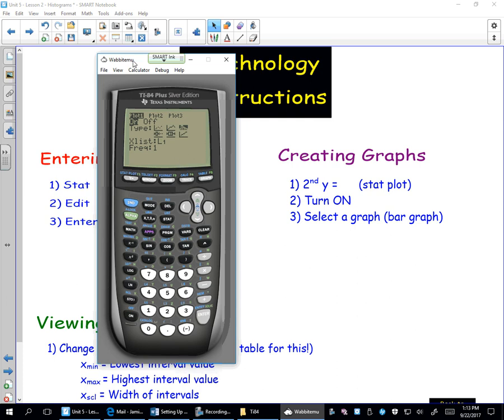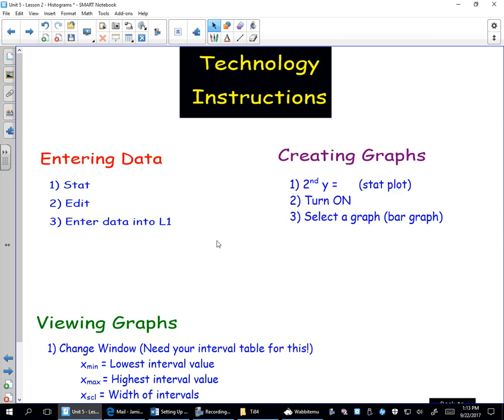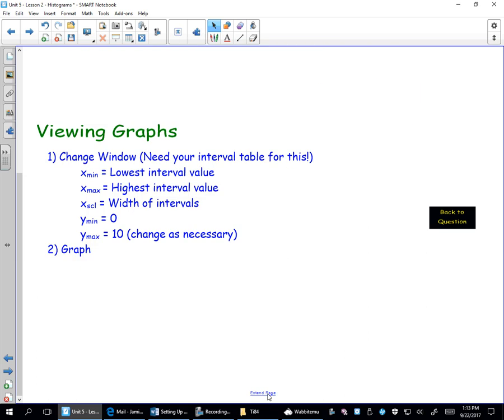Okay. Now the problem right now is if you try graphing it, and don't do this, but if you were to press graph, you won't get anything. Because this graphing calculator is set up for doing equations of lines right now, not a statistical plot. It's turned on, our data's in, but the window is wrong. So we need to change our window. That's our next stage. To change the window, you need your interval table for that. That's why we wrote it out first.